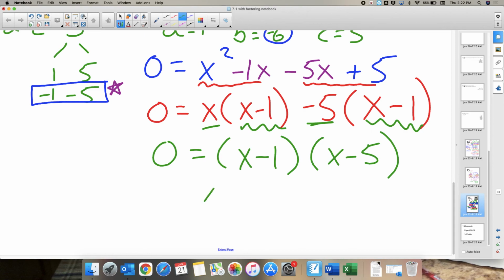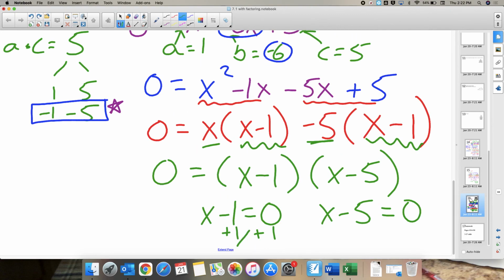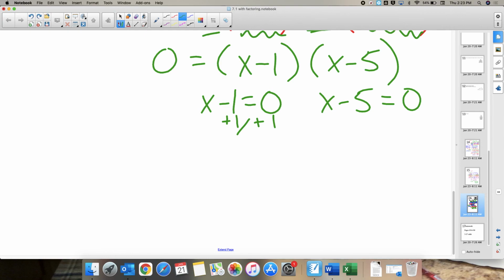To solve then, we set these factors equal to 0. Either x minus 1 equals 0 or x minus 5 equals 0. So when we solve here, we add 1 to each side and we get x equals 5. Oh, sorry, not x equals 5. When we add 1, we get x equals 1. When we add 5 here, that's where we get our x equals 5.